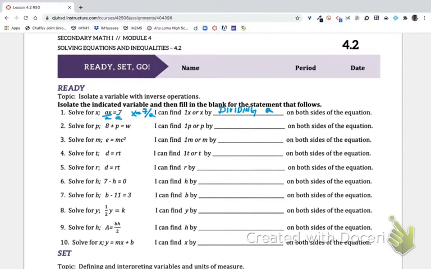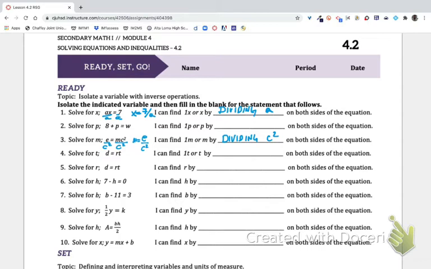For number 3, the famous, the popular, E equals mc squared. If I wanted to isolate the m, I would have to take c squared and divide it on both sides. So I would be dividing c squared on both sides.